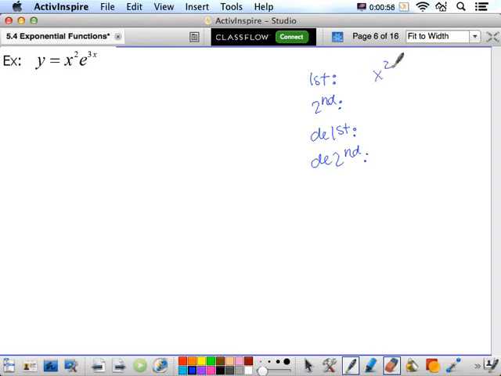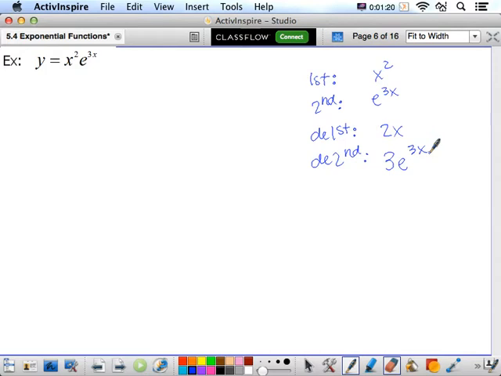So tell me the first function. Tell me the second function. e to the 3x. Tell me the derivative of the first function. 2x. And then only one of you tell me the derivative of the second. I pick Haley. 3e to the 3x. Perfect. So it's starting to make sense now? I guess. Okay. So we have 3e to the 3x.